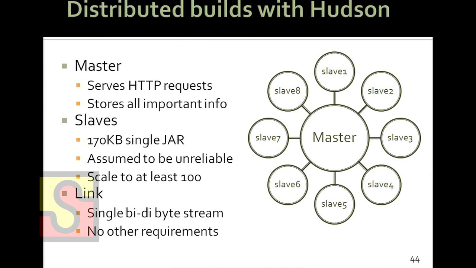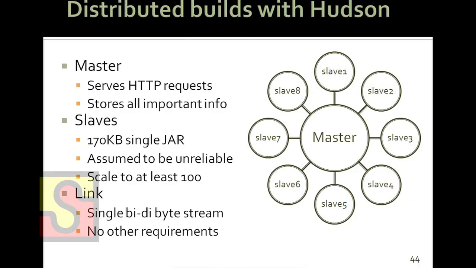So the master is the one that sits in the middle. This is the most important thing, and that's the one that serves all the HTTP requests. So all the HTML UIs that I showed you earlier came from the master. And this is also the node that stores all the important information like your project configurations or your build records. And this is generally the node that needs some of your attention, like backing up and disaster recovery, that kind of thing. And then there are slaves.